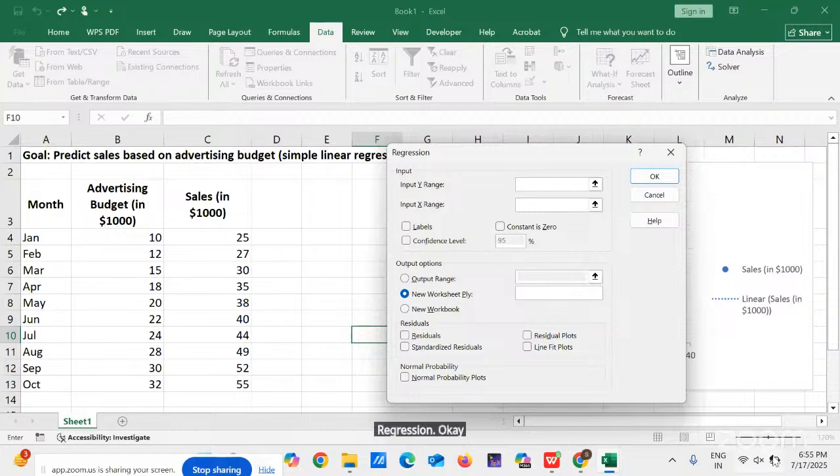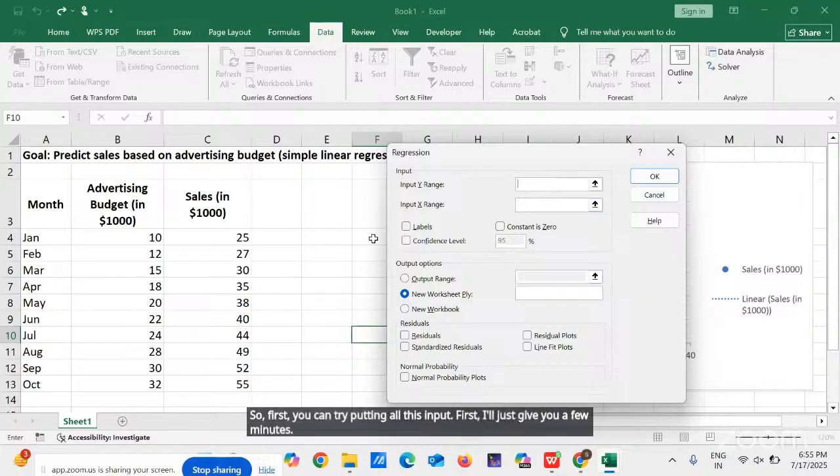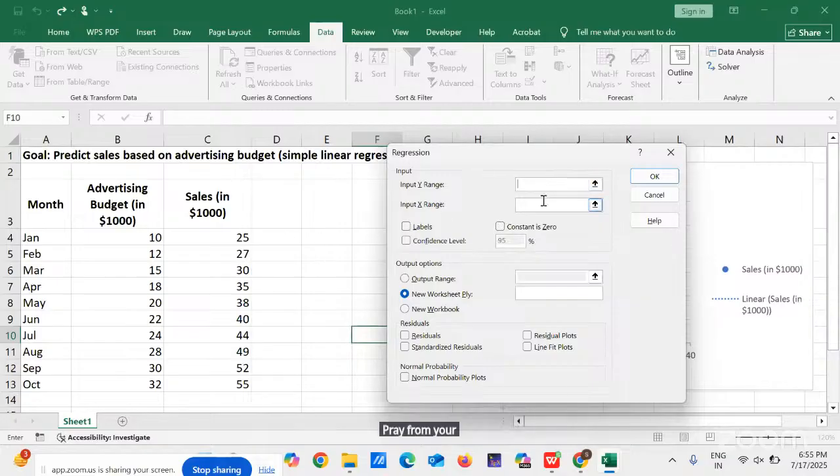Okay. So first you can try putting in all this input. I'll give you a few minutes. Try from your side by inputting the correct range, and then I will perform and show you. You can verify it. First, you can take a chance to check how much you are able to do in inputting the values correctly.